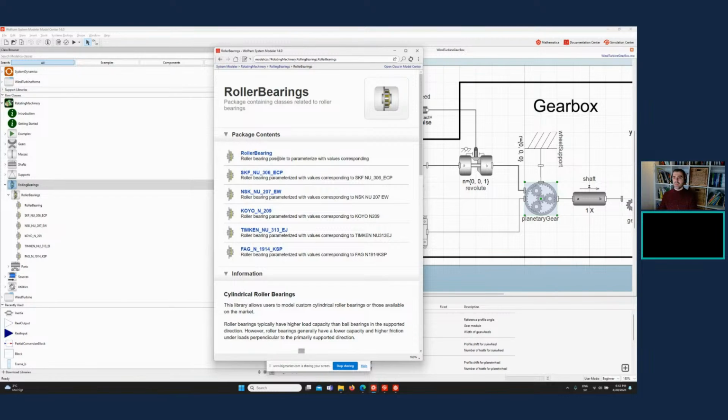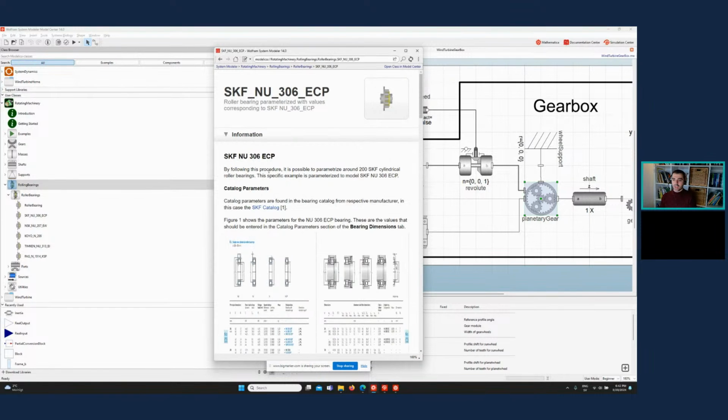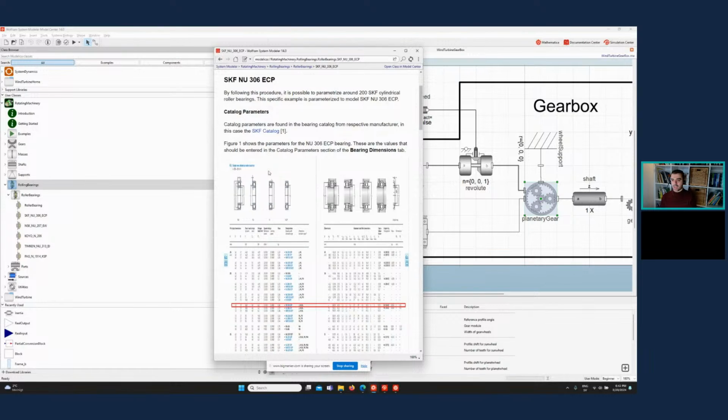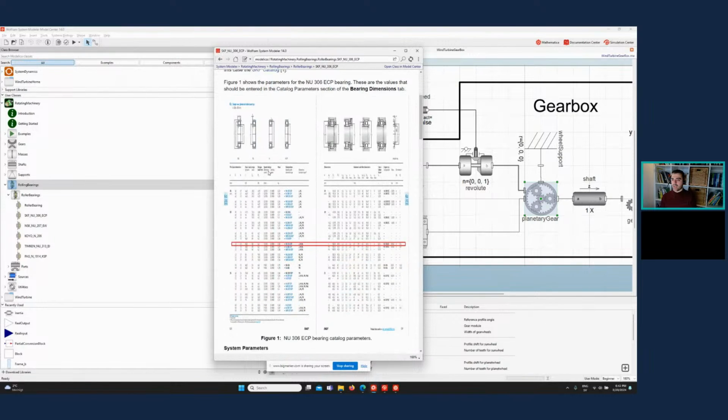We have already pre-configured leading manufacturers in the industry related to the rolling bearing. If you are planning to model an SKF bearing, then you can just click here and you will get this documentation on how to model it.